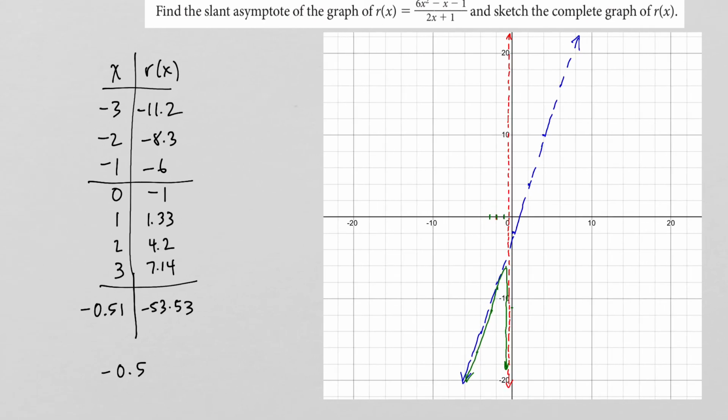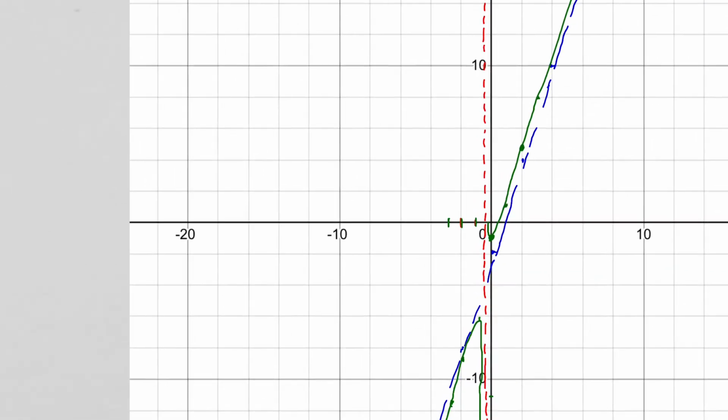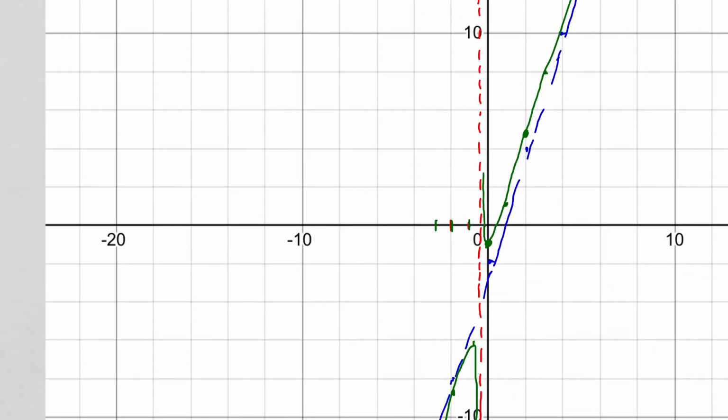So for this, we have x = 0, y = -1. So 0, -1 is right here. And then we have x = 1, y = 1.33. It's right about there. x = 2, y = 4.2. And x = 3, y = 7.4. And so you can definitely see that this is happening here. And if you plug in numbers close to -1/2, you will notice that this is happening over here.